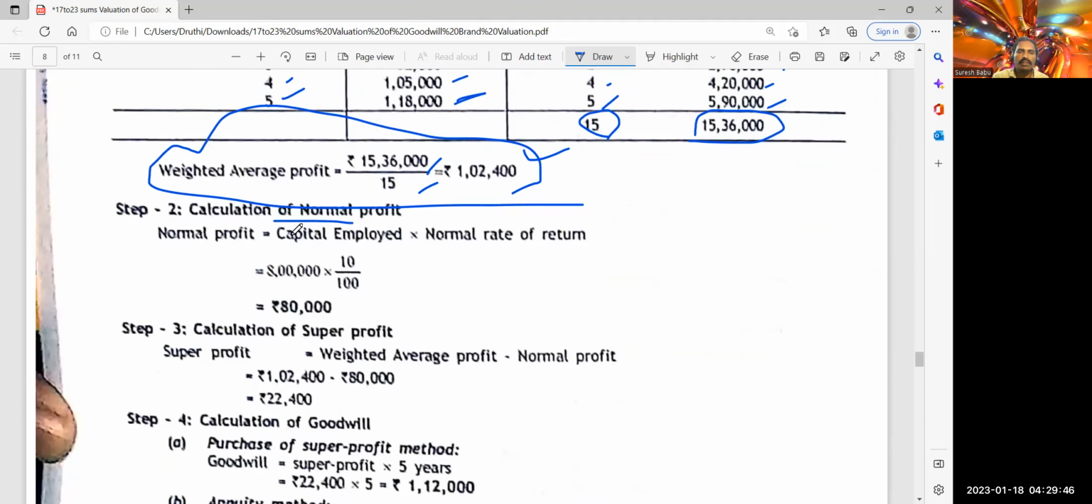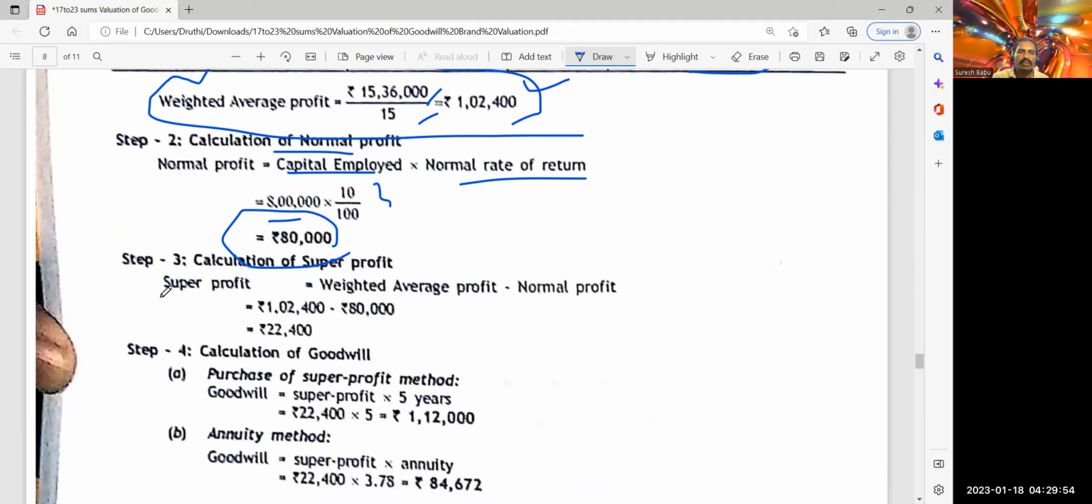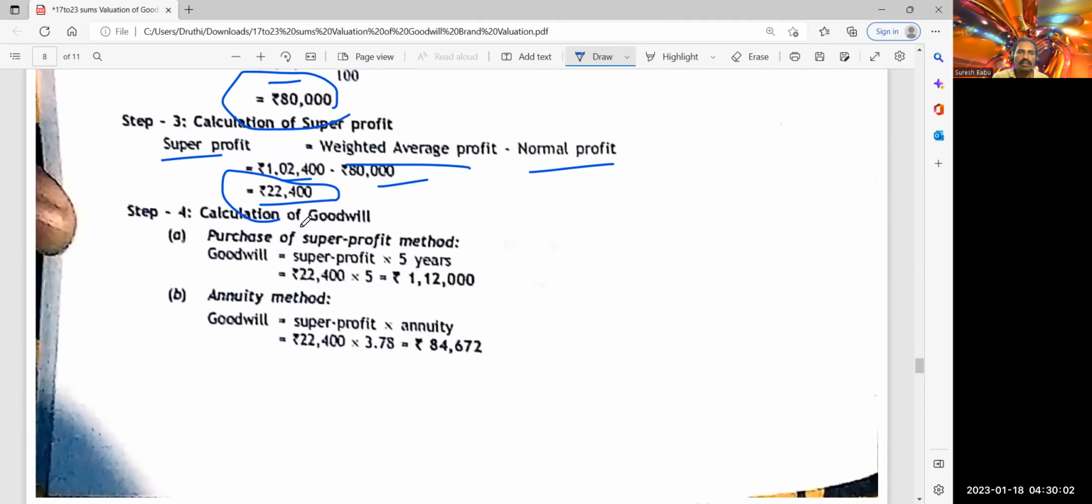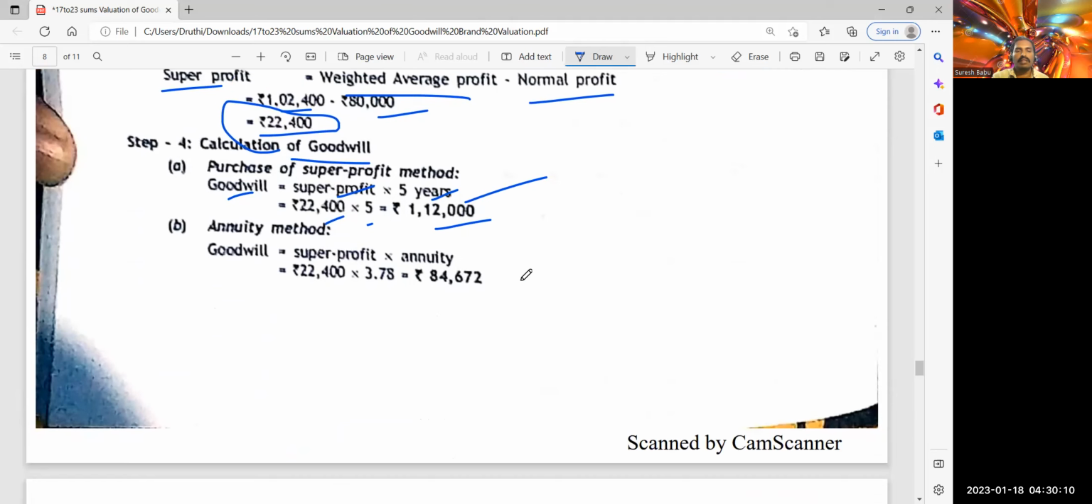So normal profit, capital employed into normal rate of return, 8 lakhs into 10%, that is 80,000. Super profits is equal to weighted average profit minus normal profit. So 1 lakh 2,400 minus 80,000, 22,400. Valuation of goodwill, first method. Super profit into 5 years, 22,400 into 5, 1 lakh 12,000 first method.